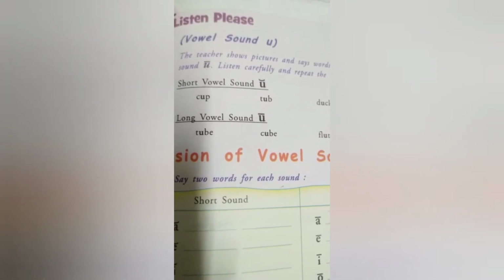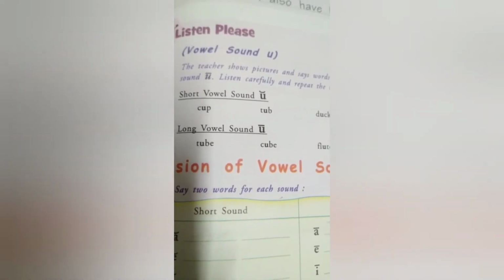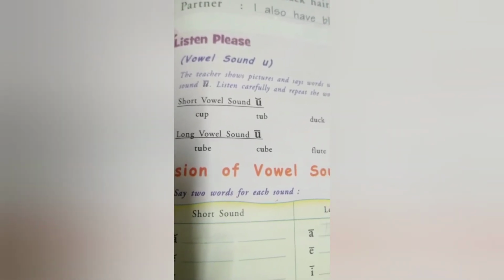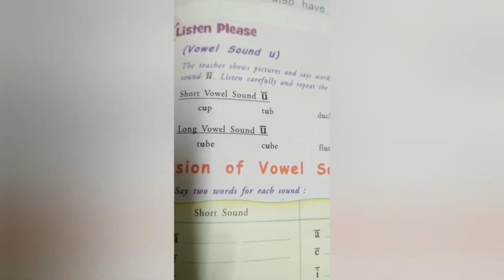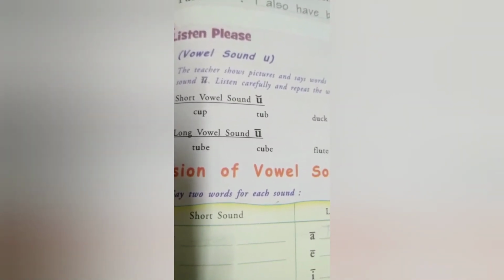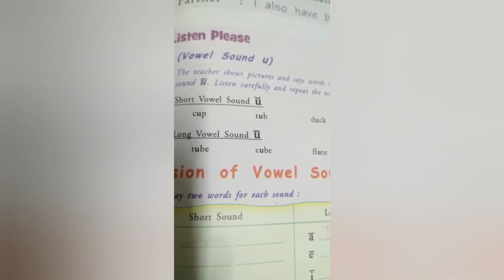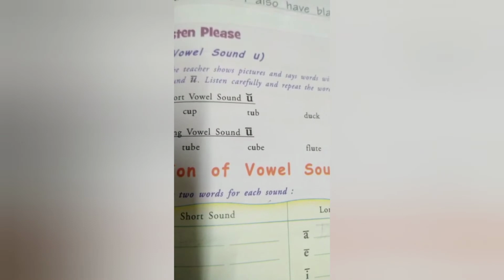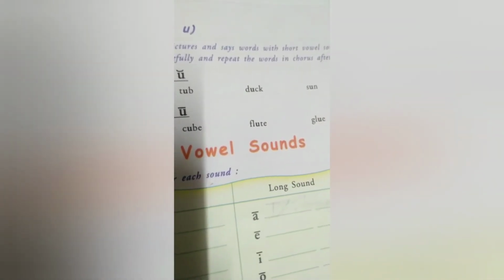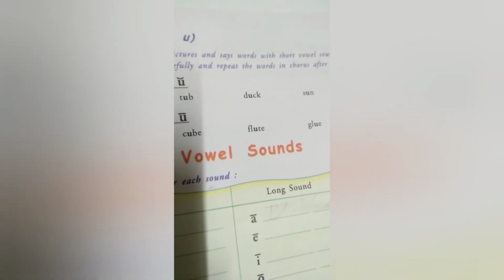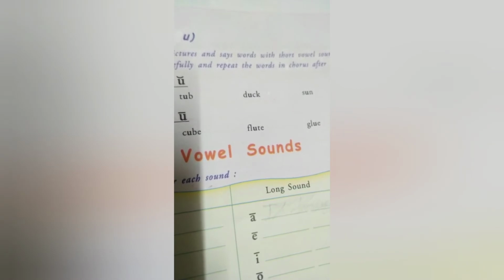And the next one is the long vowel sound. In this, the sound is changing again, you see. T-U-B-E, tube. Here we are saying U-B, U-B. And the next one is C-U-B-E, cube. F-L-U-T-E, flute. G-L-U-E, glue.